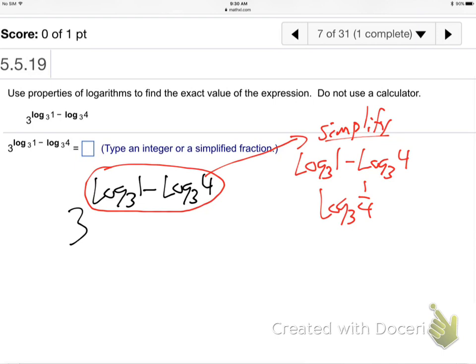Okay, so that means all of this becomes 3 to the log base 3 of a 4th, right? And so then what's the answer? Just 1/4, right? These cancel. Remember how we talked about when the base and the power match, they just cancel. So it's just 1/4. Is that good? On that? Questions? So we're using the properties.